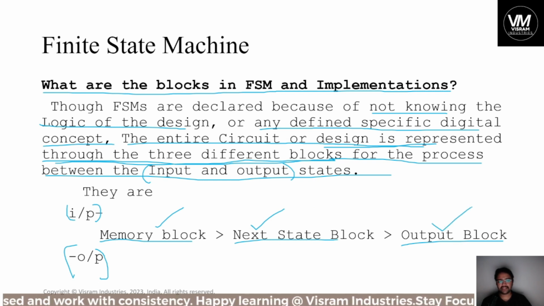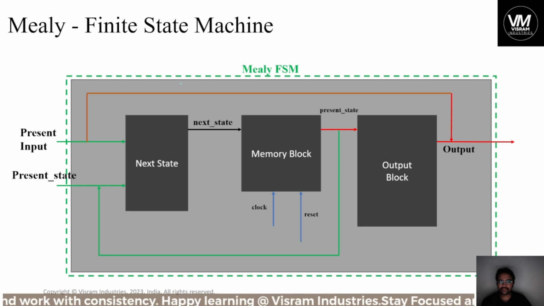So we'll see it in the diagram. The diagram is where we'll see Mealy FSM and Moore FSM with their implementations. Let us talk about Mealy FSM at this point of time. For the Mealy FSM, let us quickly go through the inputs and outputs, the connections between them, and what the blocks are and how they are connected. Very important. First, inputs and outputs.